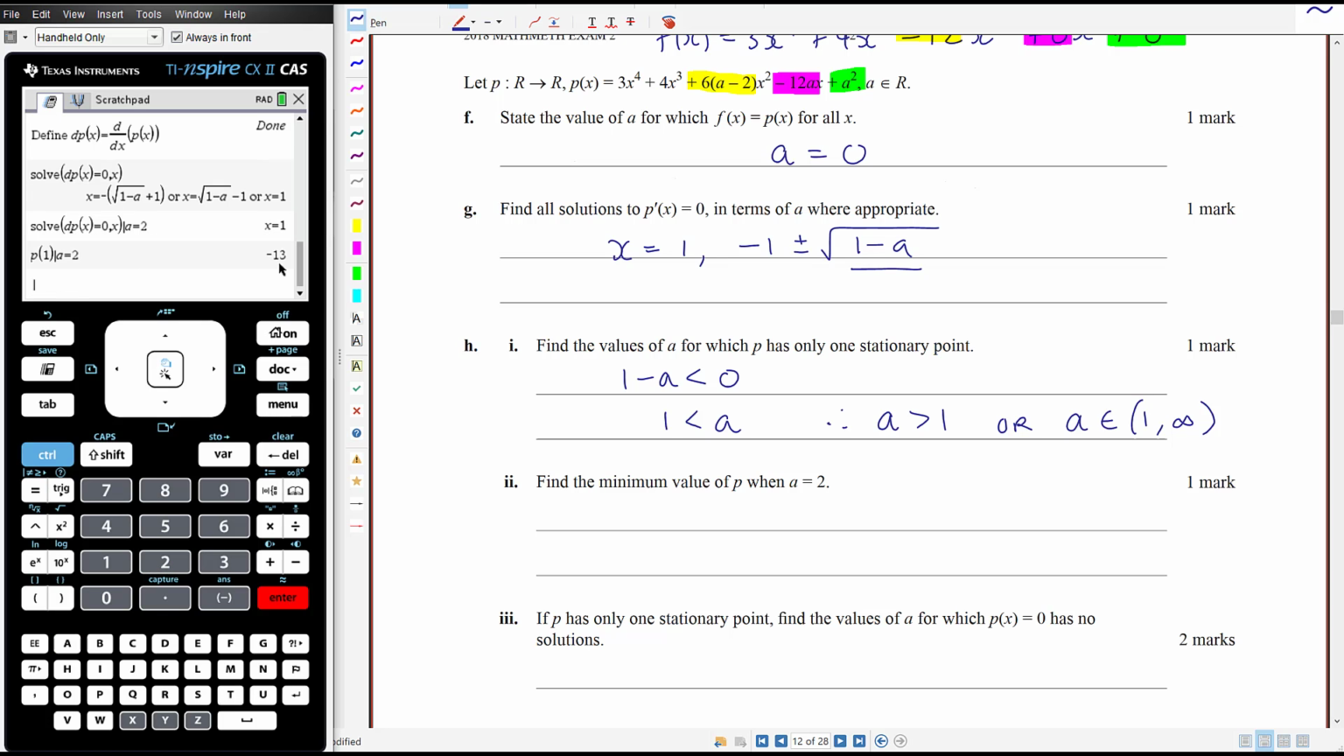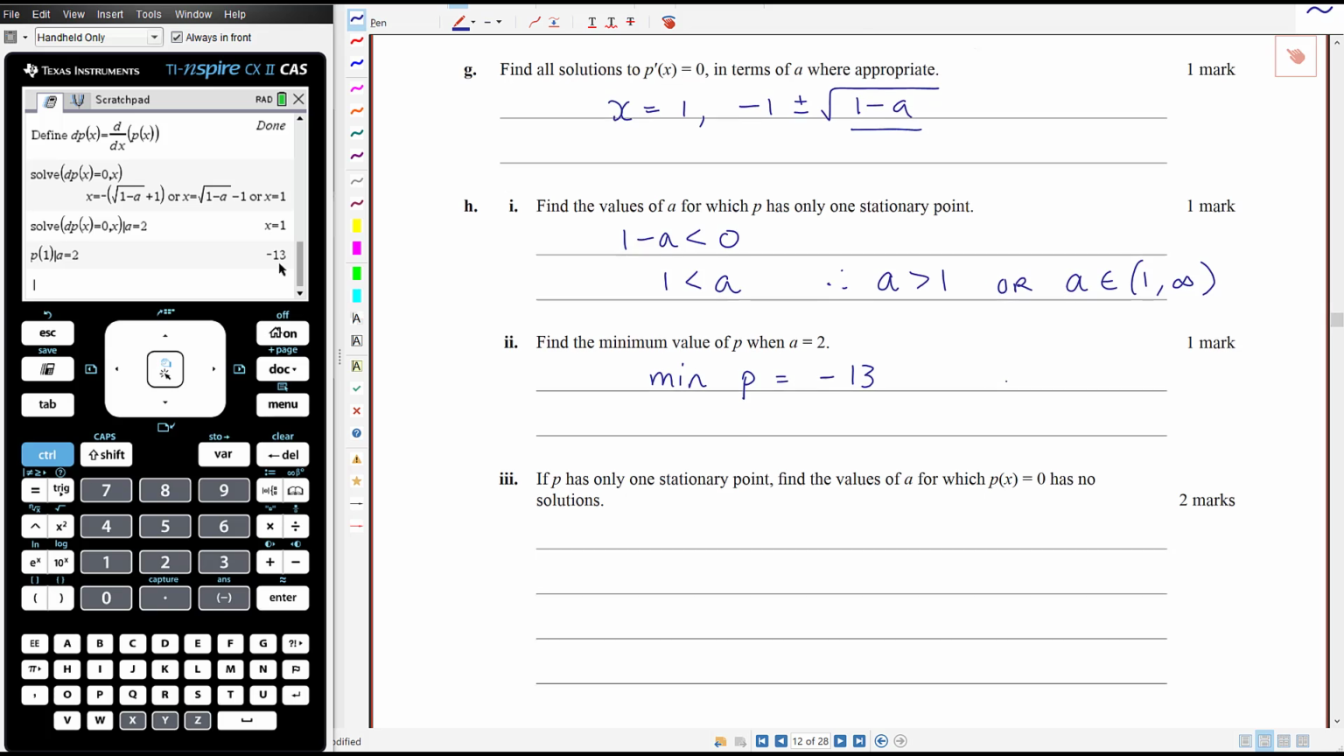And so that is negative 13. Okay, so min p is negative 13. So again, just 1 mark, so that's enough. If p has only 1 stationary point, so that is if a is bigger than 1, find the values of a for which p of x has no solutions.